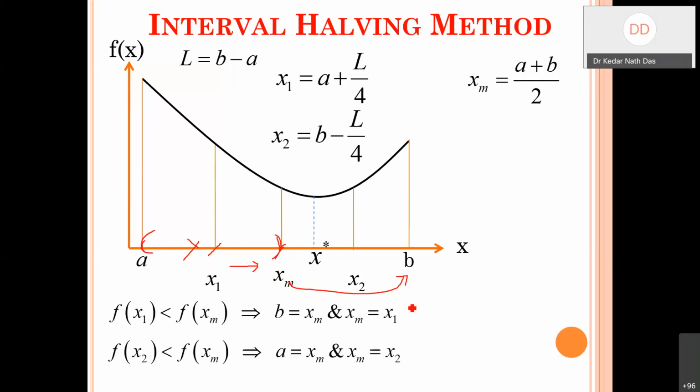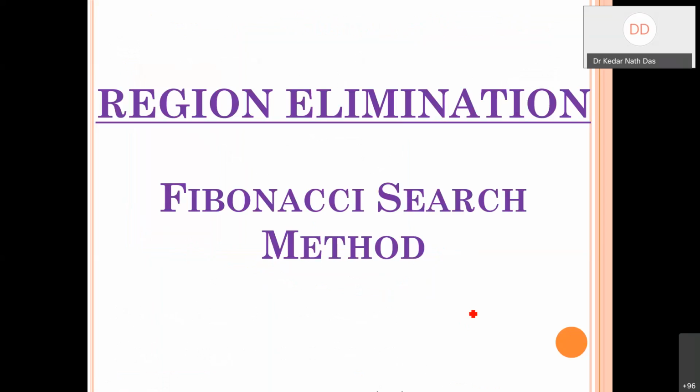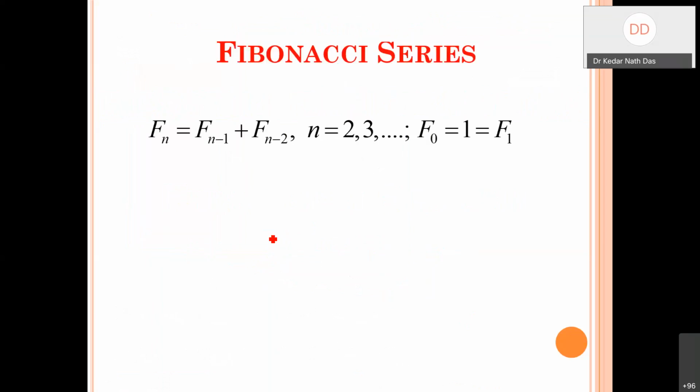Similarly, we can eliminate the rightmost part if the condition is changed. Now, we can go for the other method called the Fibonacci search method, which is quite interesting, where you have a Fibonacci series. Fn is equal to Fn minus 1 plus Fn minus 2, where n starts from 2. Of course, F0 and F1 both are 1. So F0 is 1, then F1 is again 1, and F2 is the sum of F0 and F1.